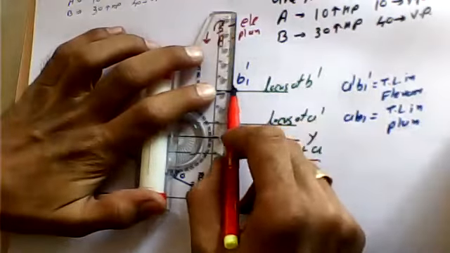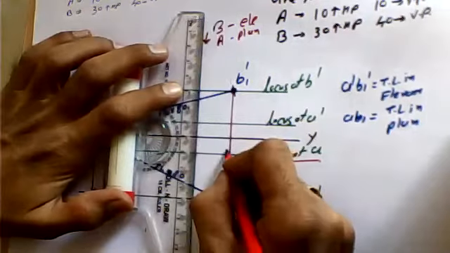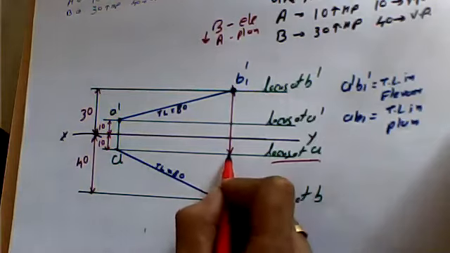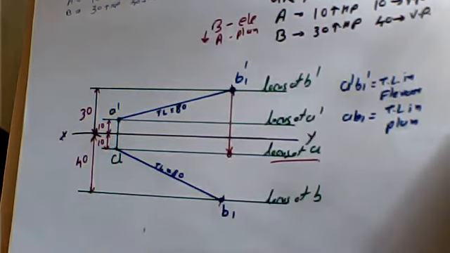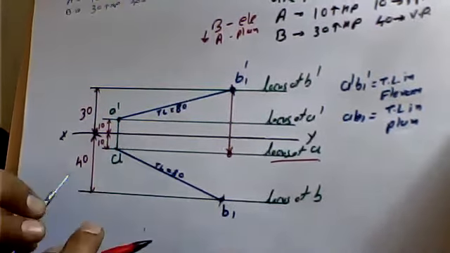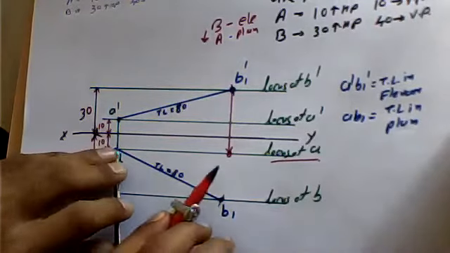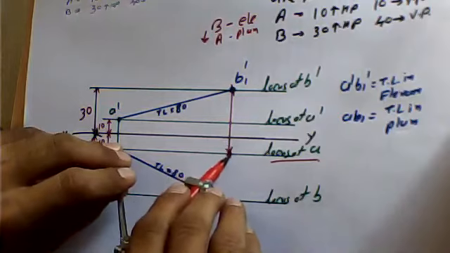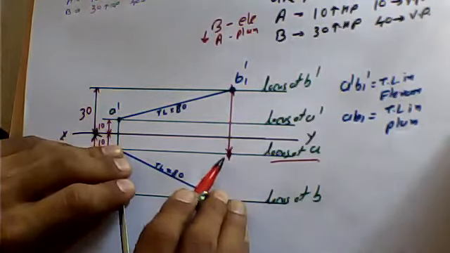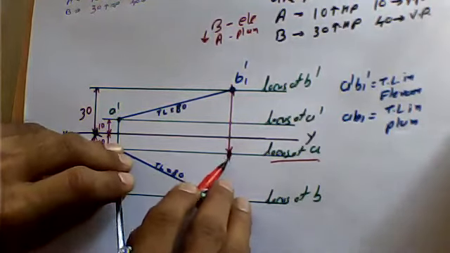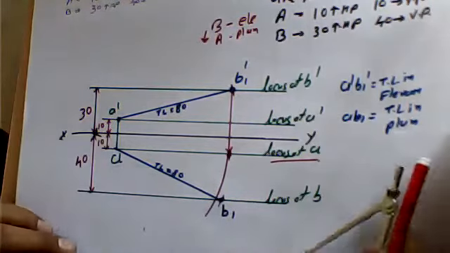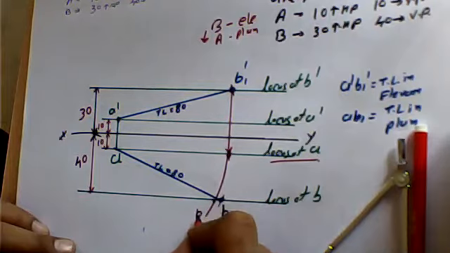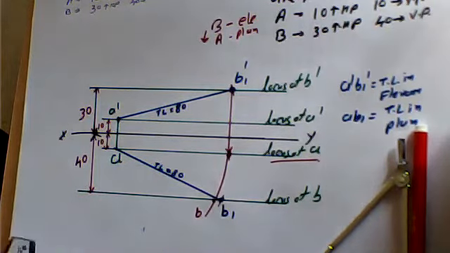From B1 dash, I'll be drafting a line which will go up to the locus of A. After that I have to take an arc length of about this much, and I need to make an arc which will intersect the locus of B. From here we construct an arc which will intersect the locus of B. Wherever the intersection happens, that point will be called B, and we need to join AB.